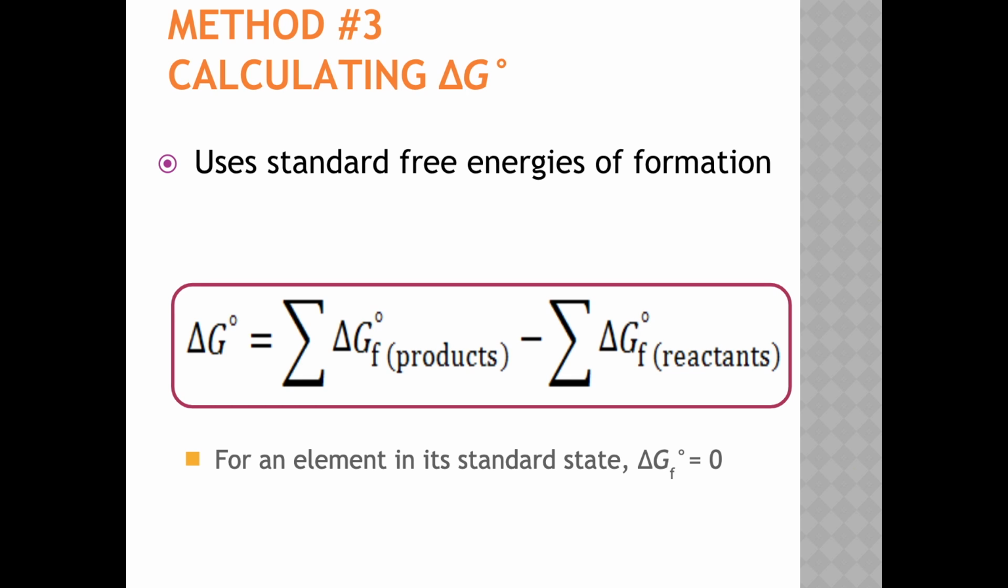As with using standard enthalpies of formation, the standard free energy change can be calculated by subtracting the sum of the free energies of formation of the reactants from the sum of the free energies of formation of the products. The standard free energies of formation are tabulated in your textbook's appendix. You won't need to look up the formation free energies for elements in their standard states because those are all 0, just like with enthalpies of formation.